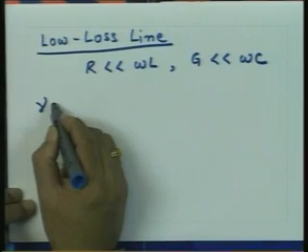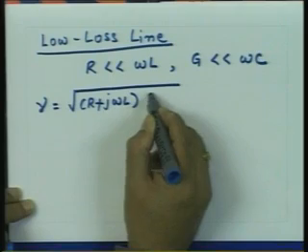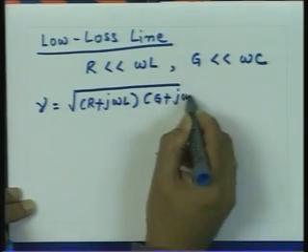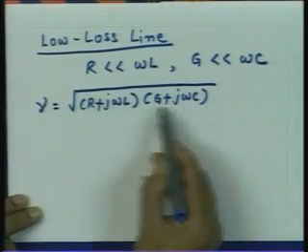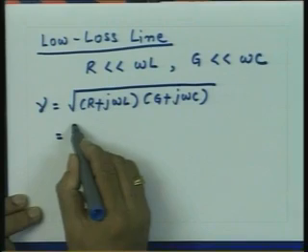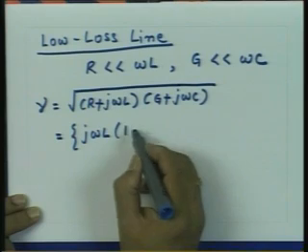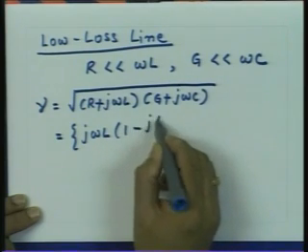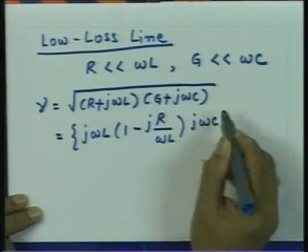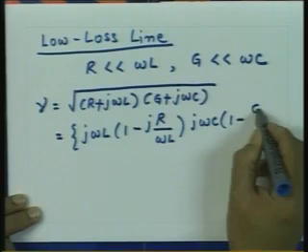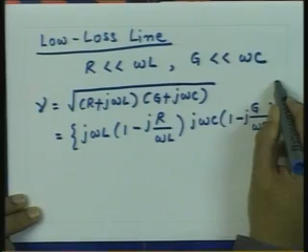Let us see what the implications of this are on the propagation parameters and the characteristic impedance. As we saw, gamma is the square root of (R plus j omega L) into (G plus j omega C). I can take j omega L and j omega C common from here. So, that is equal to j omega L into (1 minus j R upon omega L) into j omega C into (1 minus j G upon omega C), to the power half.